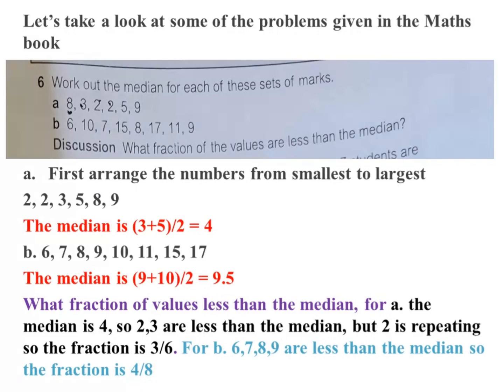So the fraction is 3 divided by 6 because the number set consists of 6 numbers. Since the total number of the number set is 6 and 3 numbers are less than the mean, the answer is 3 divided by 6. In the same way, the answer for serial number B is 4 divided by 8, because 6, 7, 8 and 9 are less than the mean value and the total number of digits is 8.